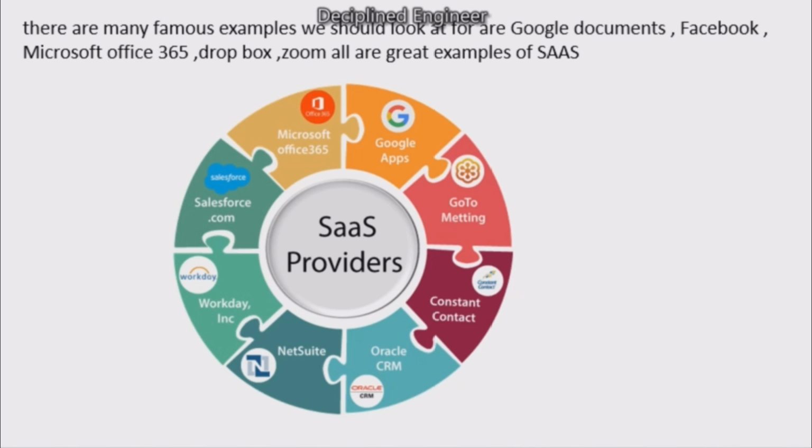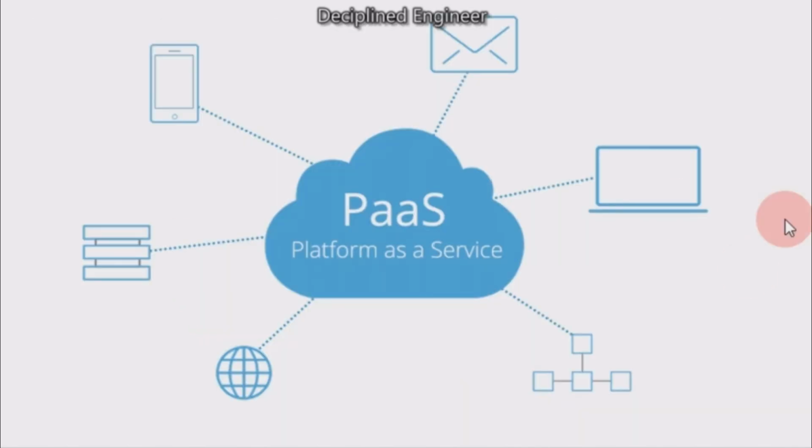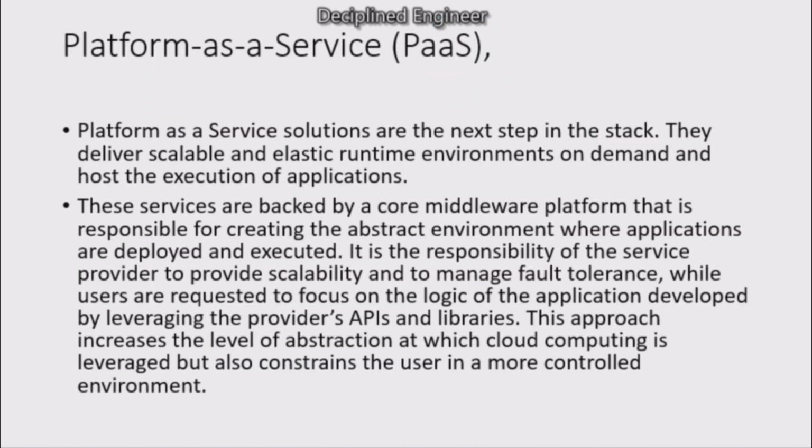Okay, so now let's look at the platform as a service stack. The platform acronym is PaaS. So that's the platform as a service stack. They deliver scalable and elastic runtime environments on demand and host the execution of applications. PaaS is basically a service where you develop and deploy your applications and run them over someone's environment or utilize a framework created by the service provider. So create and deploy your own applications on servers.